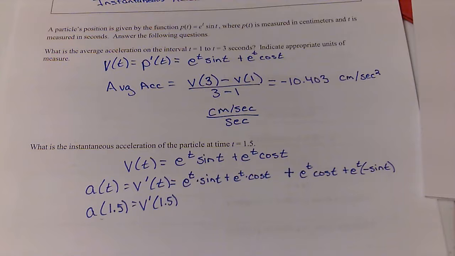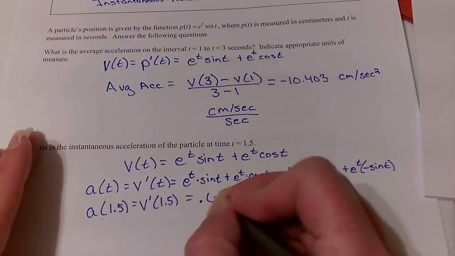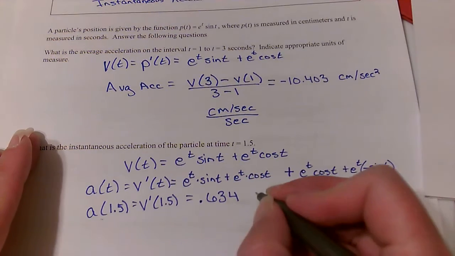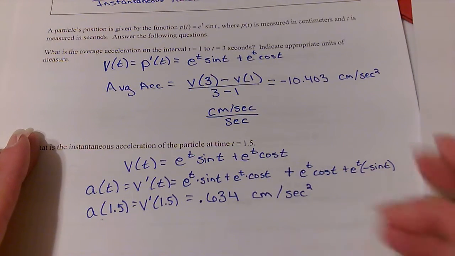Cosine 1.5 minus, and I got 0.634. And again, this would be centimeters per second squared.